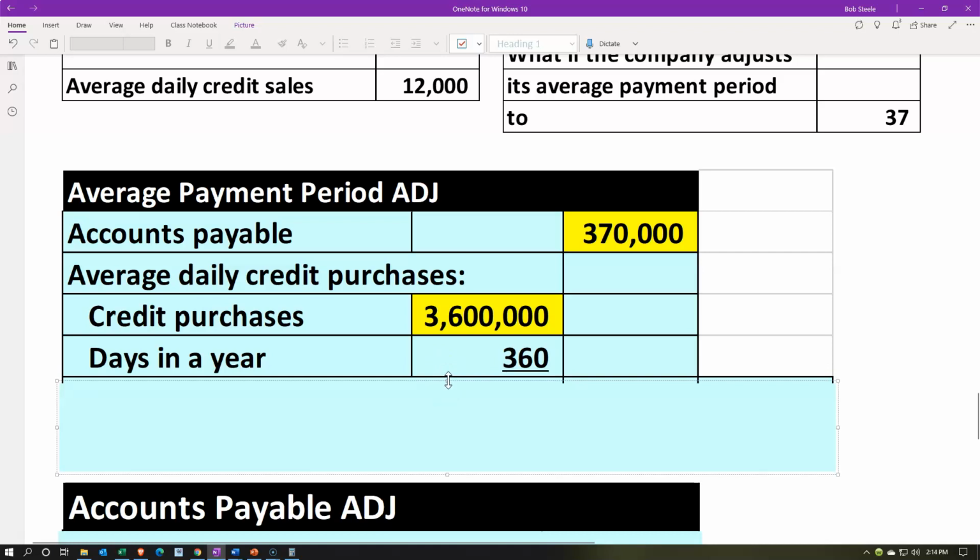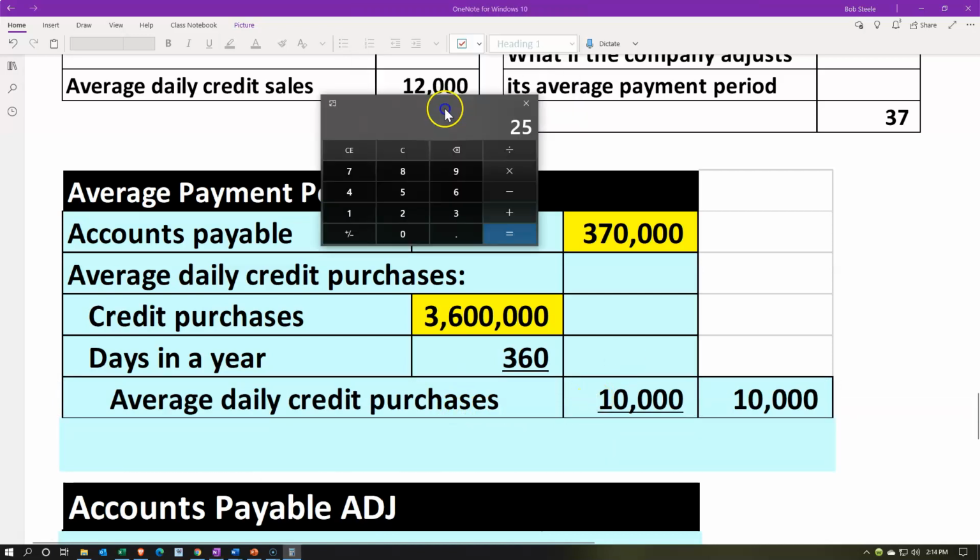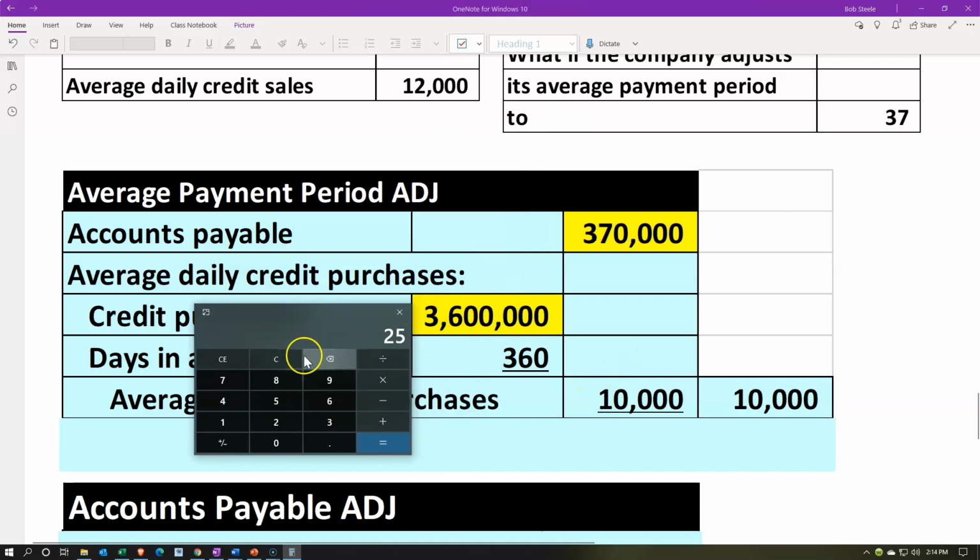30-day months would give us times 12, 360, to give us the average credit purchases. This is what was given in the problem, so we could back into this number again by simply saying it would be X divided by 360 equals 10,000, or 10,000 times 360 gives us X, 3,600,000, which we could double check. Taking that number divided by 360 gets us back to the 10,000.